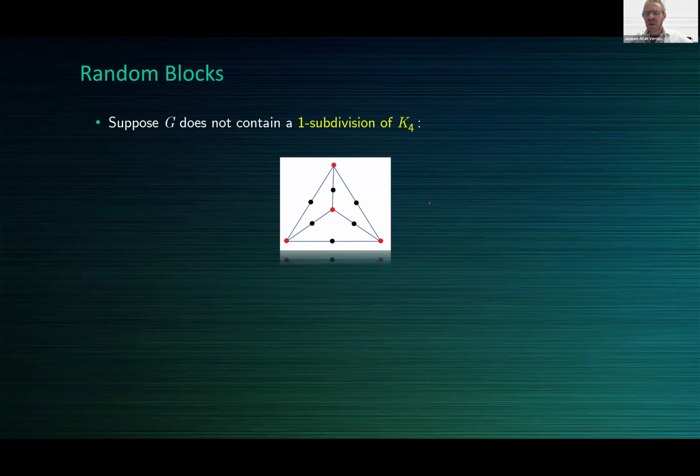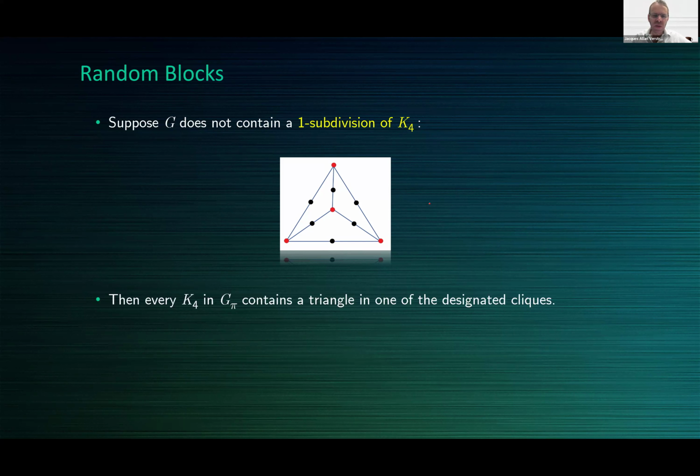Suppose the original bipartite graph does not contain what is called a one subdivision of K4. It's that picture, right? So you put a vertex inside every edge of a complete graph of order 4. The reason to do that is that if you do this projection, then every K4 contains a triangle inside one of the designated cliques, right? That's because those four red vertices, their neighborhoods are designated cliques, which together do not make any K4, okay? So when you do G pi star, you have a K4-free graph. In general, if you could do this for Ks, you'd have a Ks-free graph, right? Because if you cut in half and make a bipartite graph inside each designated clique, you've destroyed all the K4s. So you have a natural K4-free graph in this way.